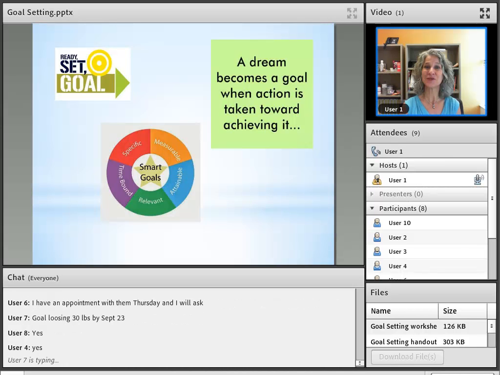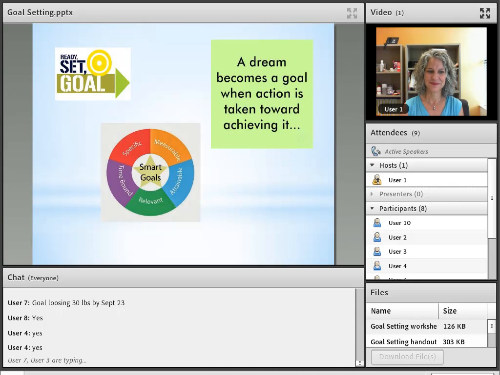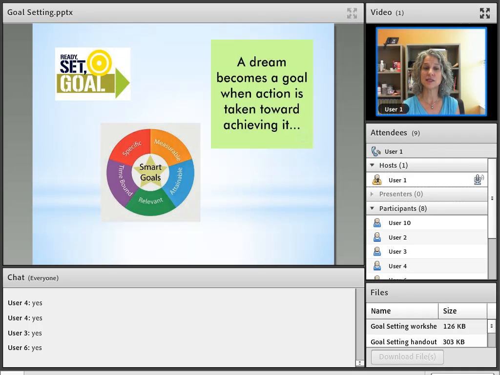Yes, it is quite specific. 30 pounds by September 23rd. Do you have a time of day on that? I'm kidding, I'm just being silly. Okay, so is it measurable? Yes. It is specific, quite specific. It is measurable. The 30 pounds by a certain date, quite measurable.